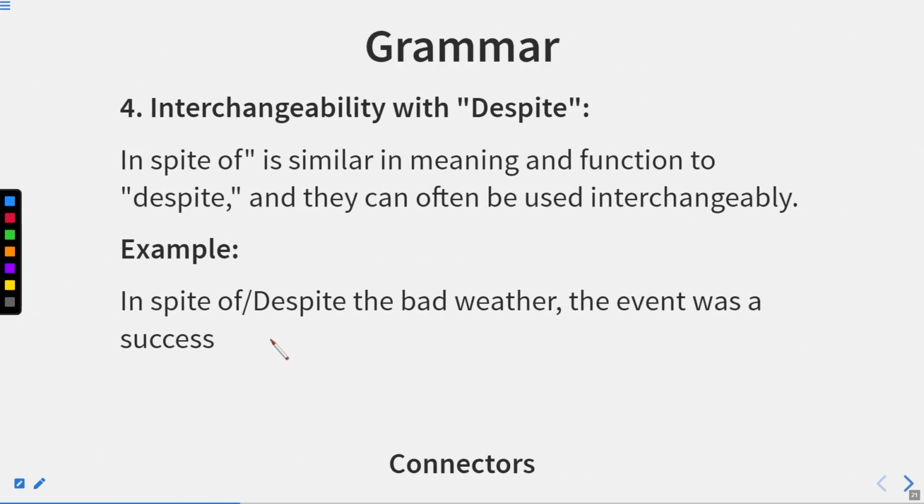Interchangeability with despite. In spite of is similar in meaning and function to despite, and they can often be used interchangeably. The main difference is just of. In spite carries of, whereas despite cannot carry the preposition of. This is the only and a major difference. In spite of, or despite, the bad weather, the event was a success. So we can use either of the two words. The meaning of both the prepositions is the same.